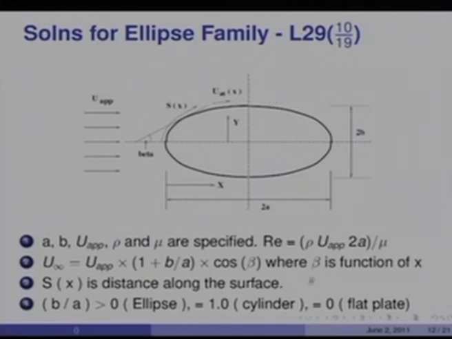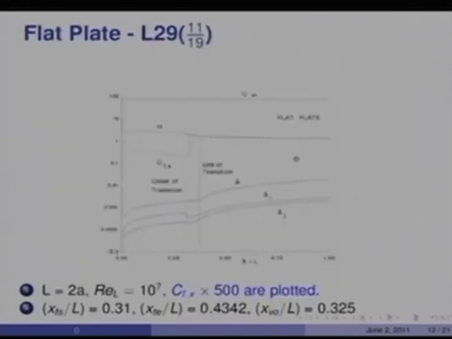So, we shall see all three cases: 0, 1, and b by a which will be less than 1 and greater than 0, which would be the ellipse. So, let us take the first case. I have taken the flat plate case. So, u infinity is constant, as you can see. The Reynolds number based on length is 10⁻⁷.